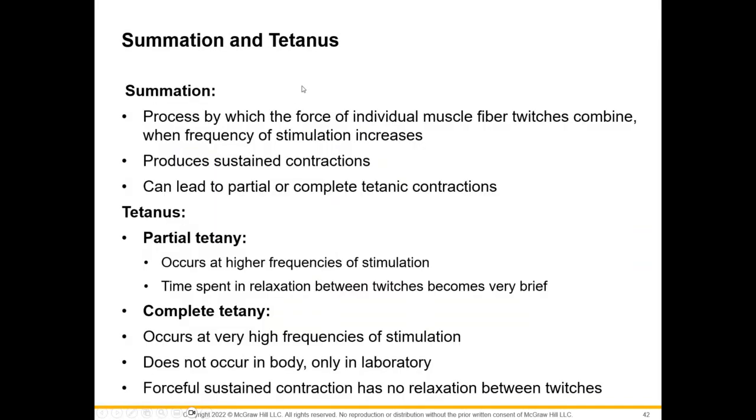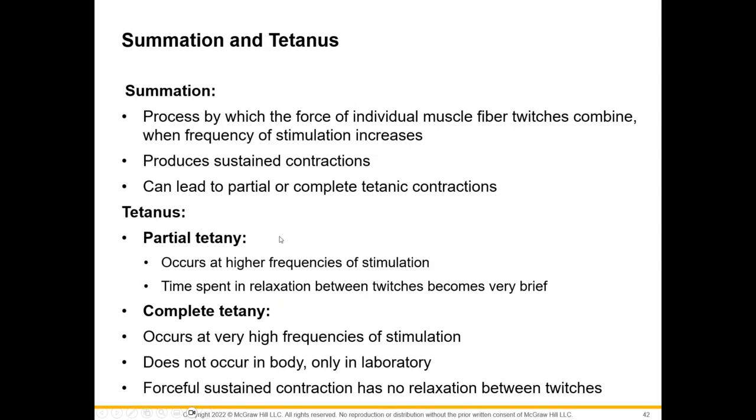Okay, some other terms we use with muscle contraction. Summation, the process by which the force of individual muscle fiber twitches combine when the frequency of stimulation increases. This produces a sustained contraction, and it can lead to partial or complete tetanic contractions. Okay, so again, if you don't need all of those fibers to contract at the same time, they don't. But summation enables you to use many of them together to get a real combined constant contraction.